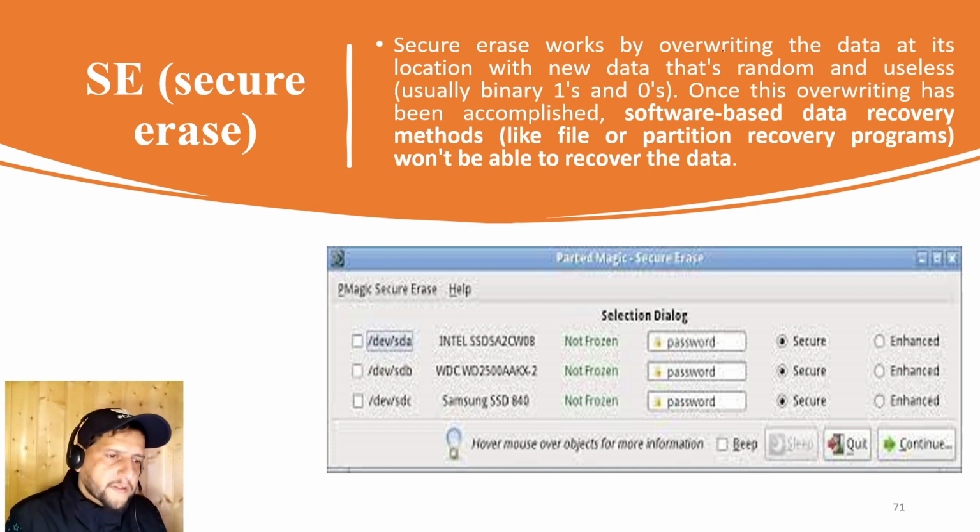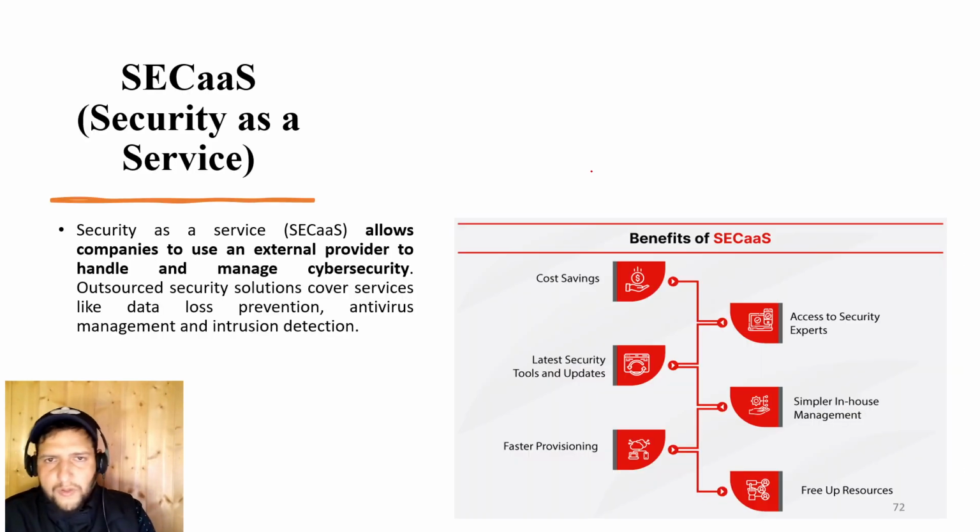Secure erase works by overwriting the data at its location with new data that is random and useless. Once this overwriting has been accomplished, software-based data recovery methods won't be able to recover the data. So this is the way to erase the data.